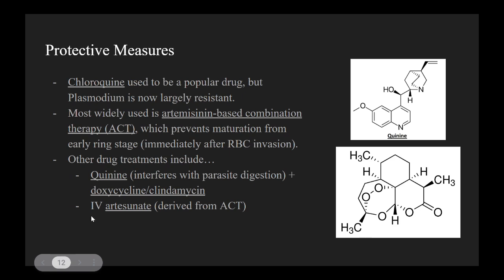Then we have another measure where we use IV, intravenous injection. And we use artesunate, which is derived from the artemisinin compound that's in ACT. This is especially for severe cases because we're directly injecting the drug into our blood.